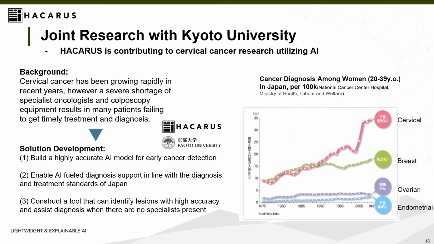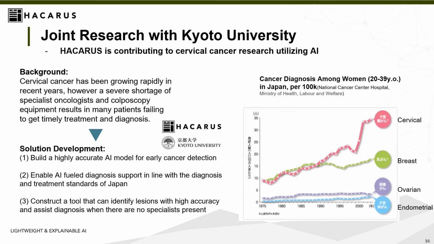As you can see on the right, cervical cancer has been growing rapidly in recent years, and in Japan it has risen to become the most common women's-related cancer type. CIN, a precancerous condition, has explosively increased among women in their 20s and 30s, leading to ever more women in need of care and physical examination. However, today the healthcare system is unable to support this increasing demand due to a severe shortage of special oncologists and colposcopy equipment.